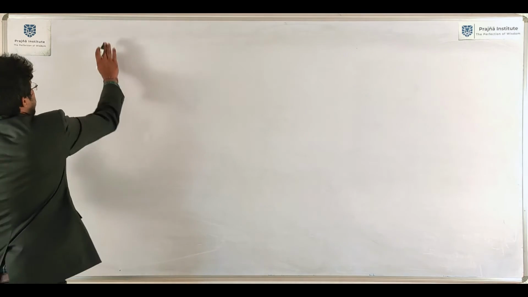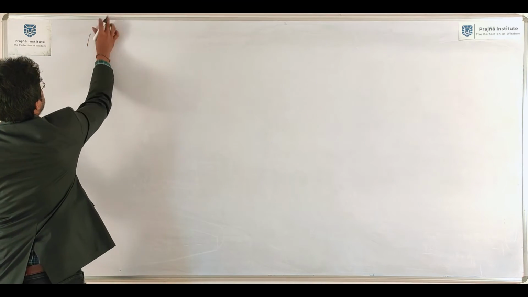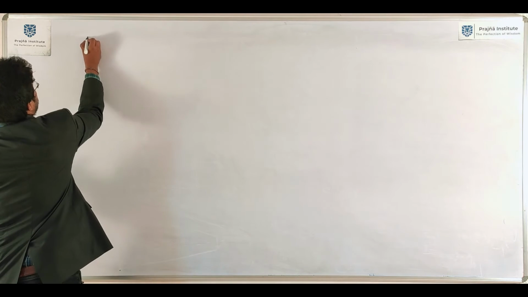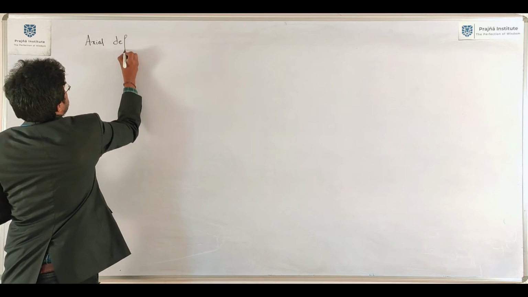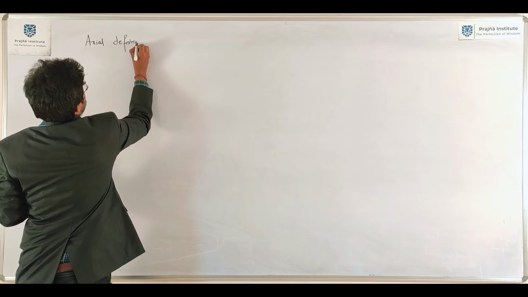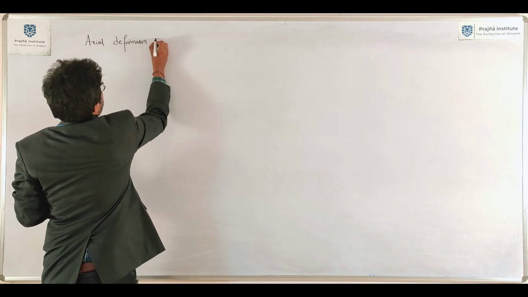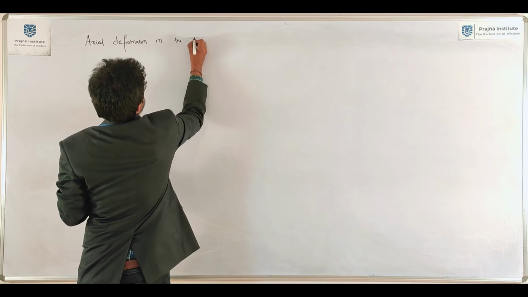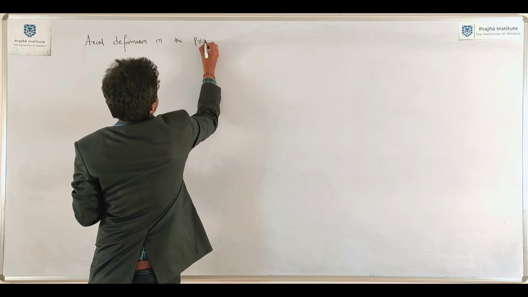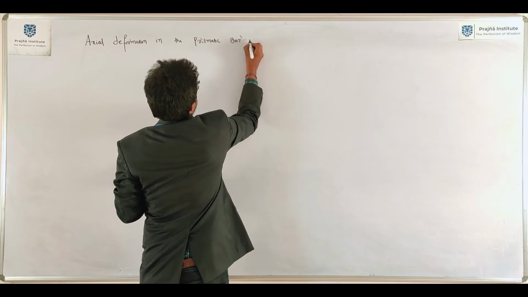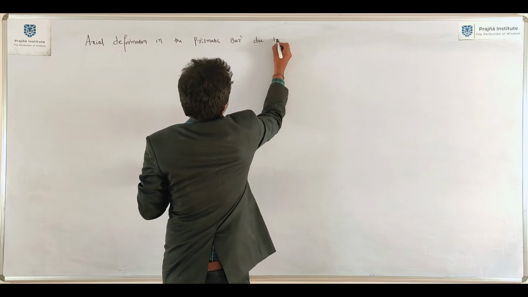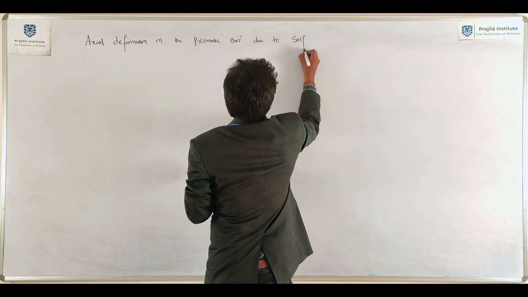Write down the axial deformation in the prismatic bar due to self weight.